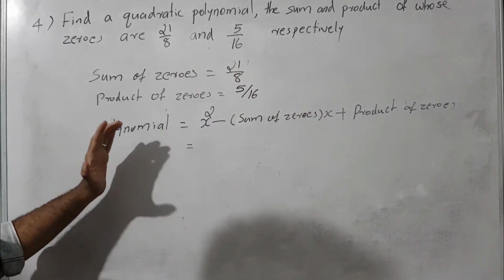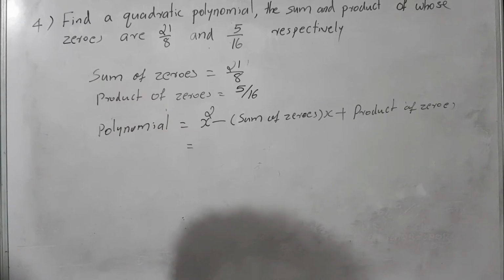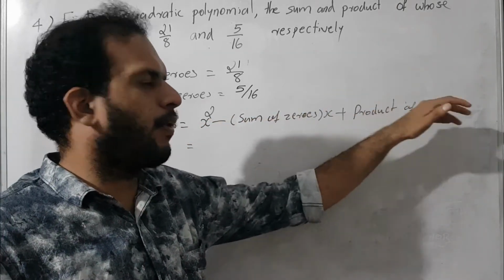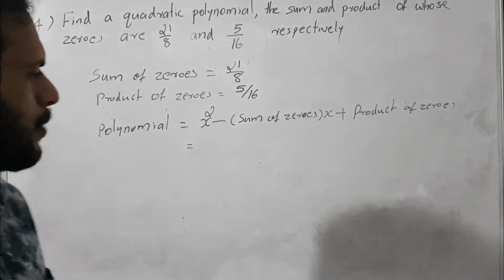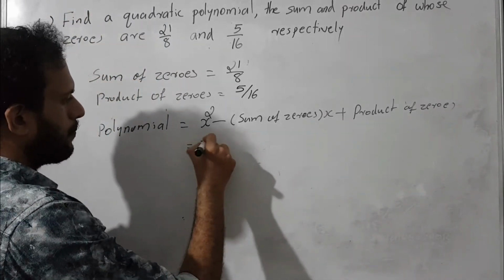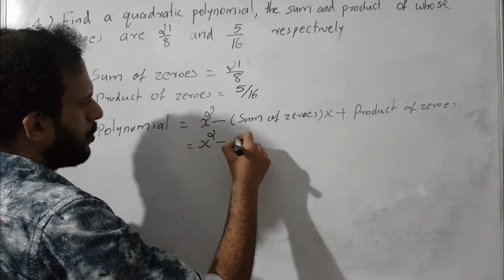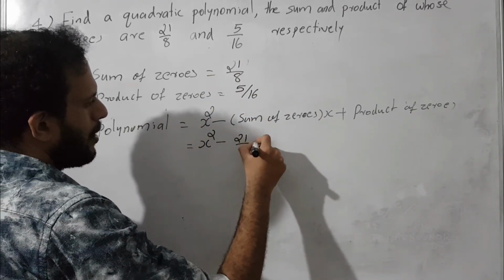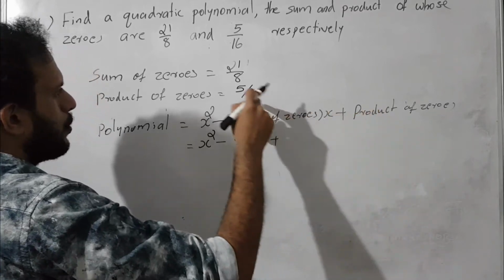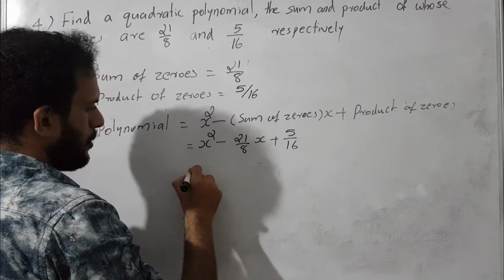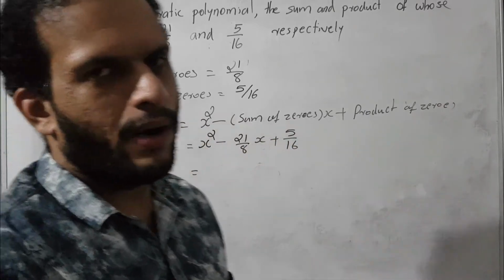Okay, then what is next? Next we are writing the polynomial. What is the equation? Polynomial is equal to x square minus sum of zeros into x plus product of zeros. So we substitute the values. X square minus 21 by 8, that is the sum, 21 by 8 into x plus the product of zeros, what is that? 5 by 16 is equal to, then what is next?